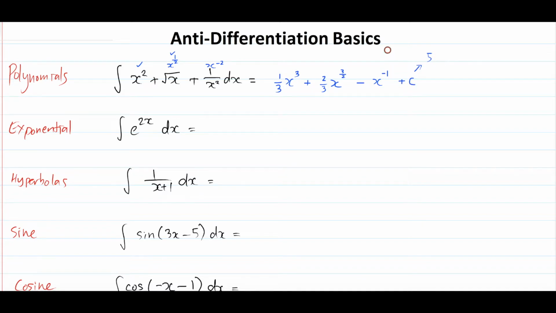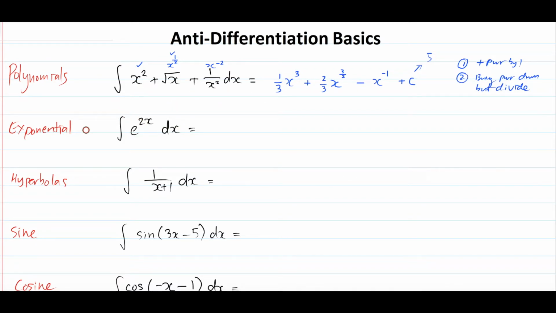So that's how you anti-differentiate polynomials. The first step, add power by 1. And then step number 2, bring the new power down, but divide by it instead, okay? So that's pretty much the theory, the goal behind it. First step, add power by 1. Second step, bring power down, but you divide, not multiply. So be careful. Right, so that's polynomials all sorted.